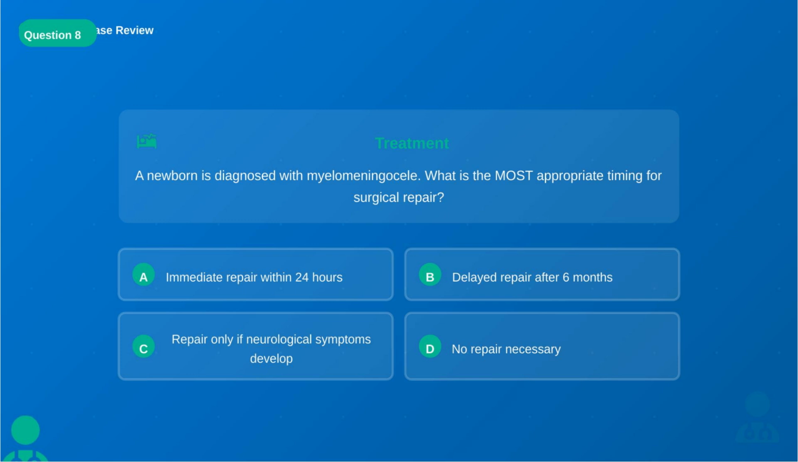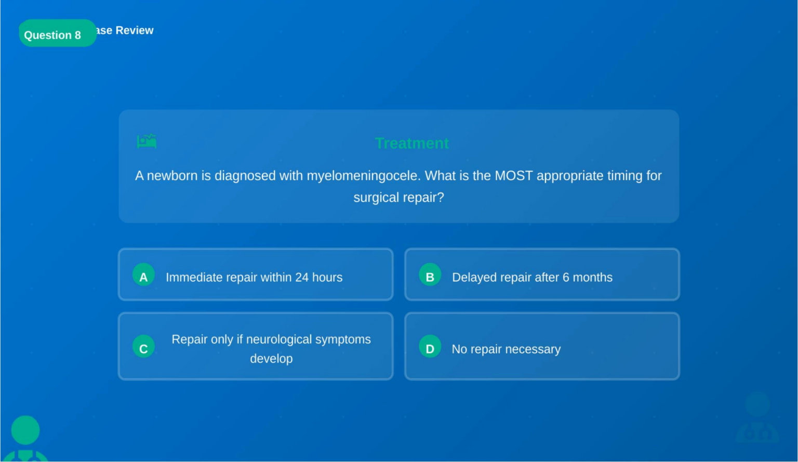Now let's discuss treatment approaches. A newborn is diagnosed with myelomeningocele. What is the most appropriate timing for surgical repair? A. Immediate repair within 24 hours. B. Delayed repair after 6 months. C. Repair only if neurological symptoms develop.